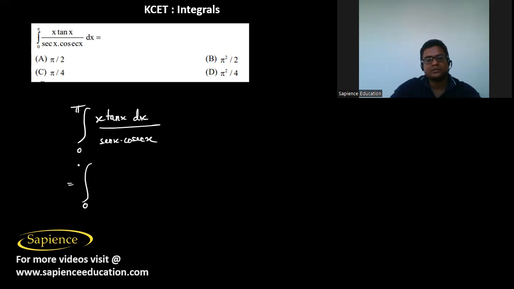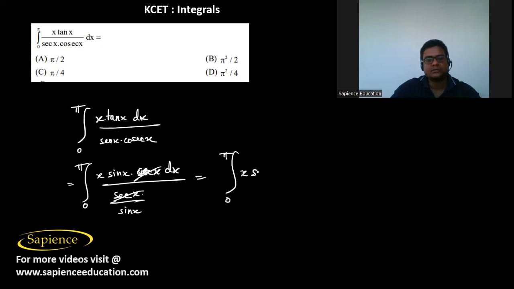Then we have to find the integral 0 to pi of x tan x dx divided by sec x into cosec x. So this will be equal to integral 0 to pi x sin x by cos x. So sin x into sec x I can write, sin x into sec x dx divided by sec x by, I can write, sin x. So this will be equal to, sec x will cancel out, this will be 0 to pi x sin square x dx.